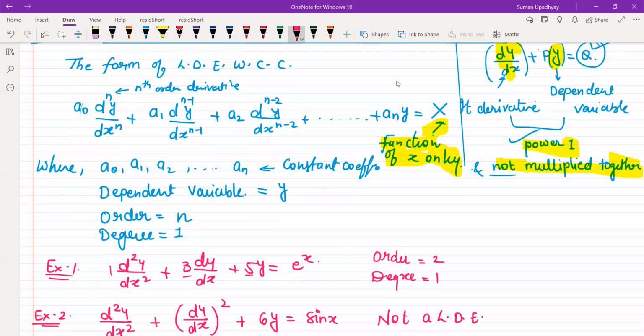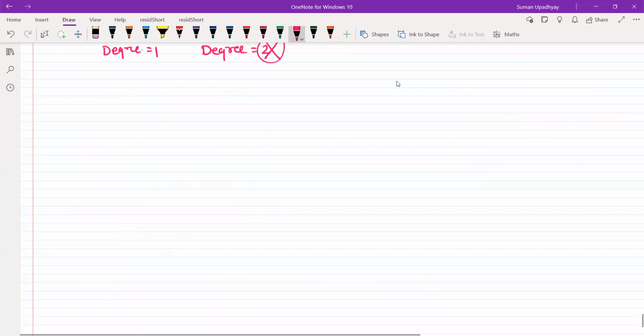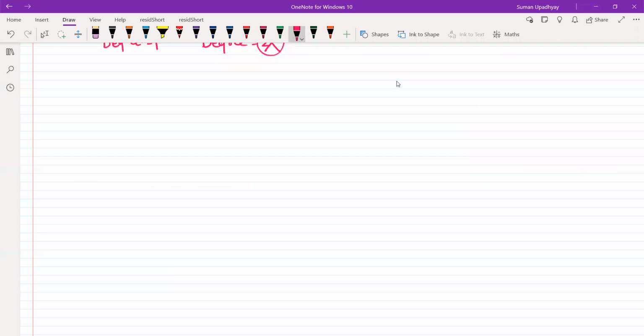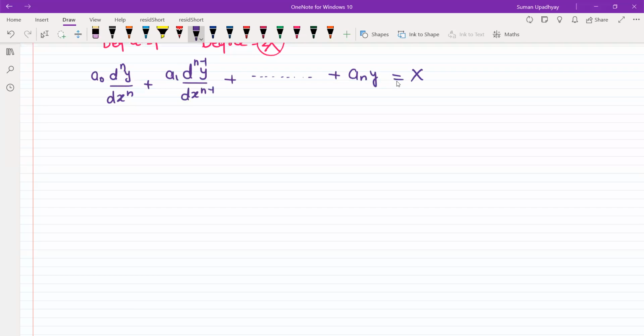But ये जो बड़े बड़े terms हैं इसको हम सिंपलीफाई करेंगे. इसका सिंपल वर्जन क्या है? Let us understand that. So just now we saw the form of a linear differential equation. It was a naught d raised to n y upon dx raised to n plus a1 d raised to n minus 1 y upon dx raised to n minus 1 plus and so on. The last term was an y, equals capital X. This was the formula. I told you it is a linear differential equation with constant coefficients.